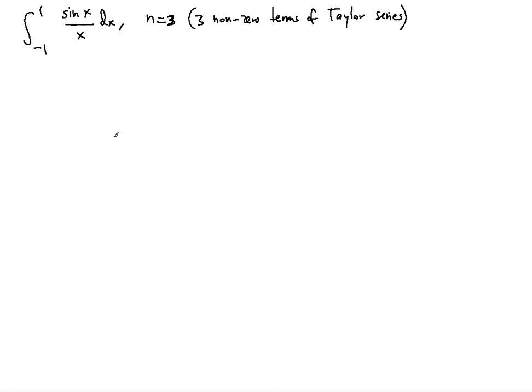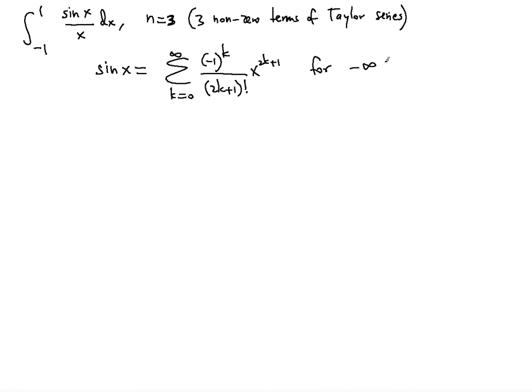x, right? So we know that we can use sine x, and we're interested to find the Maclaurin series, right? Because 0 happens to be right between -1 and 1, so we're interested to find the Maclaurin series for sine x, right? So that's going to be the sum from k equals 0 to infinity of (-1)^k divided by (2k+1) factorial times x^(2k+1). And this is true for all x values, negative infinity less than x less than infinity.